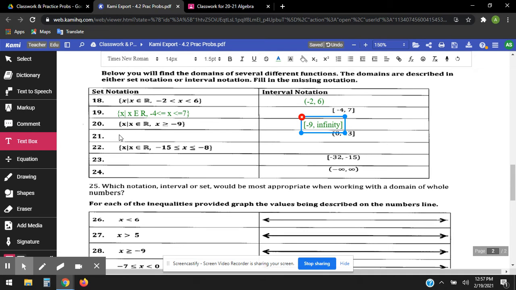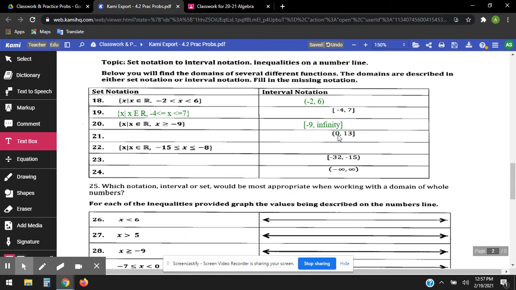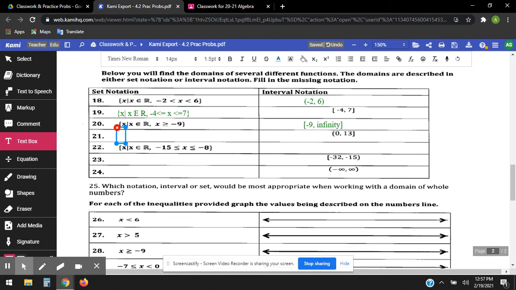All right, next one. We have parentheses and a bracket. So let's start us off with our x. X is real numbers.